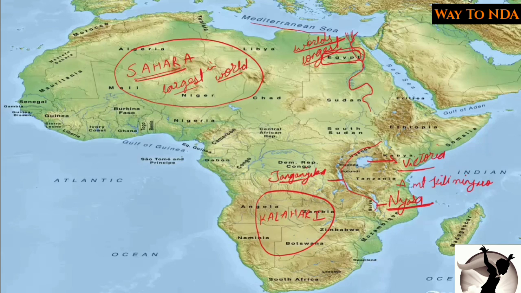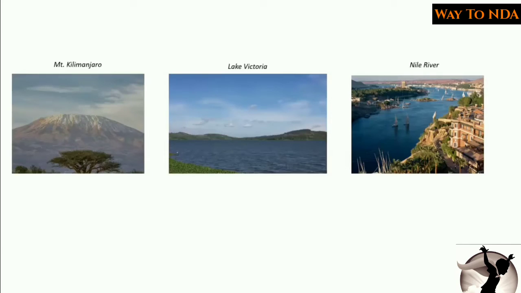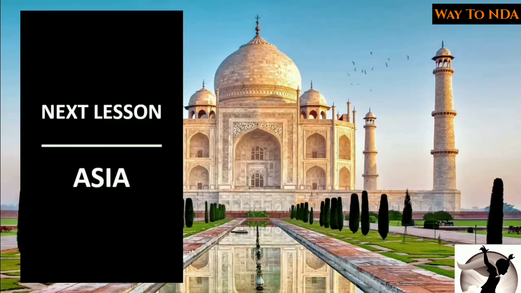Okay, so that's all about the African continent. So this is Mount Kilimanjaro, this is Lake Victoria, very important, and here is the Nile river. Okay, so that's all about the African continent. In our next lesson we are going to study about the Asian continent. Okay.